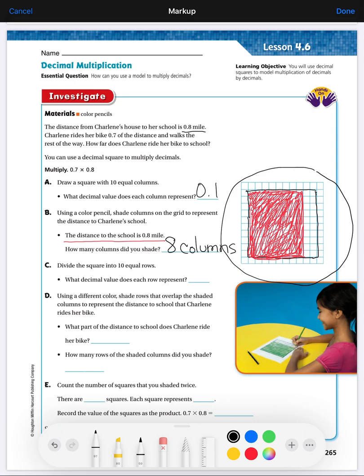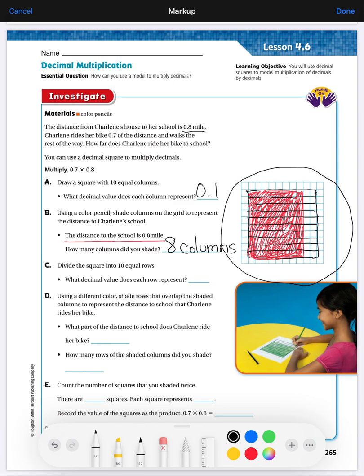Then it says, divide the square into 10 equal rows. Okay, so rows go the opposite way. So I'm going to use black again so we can see it. We're going to divide it into 10 rows this way. Should have drawn the lines before I shaded it red, but I guess this works just as good. Okay, so see how once I draw those black lines, I have 10 rows. Okay, 10 rows.